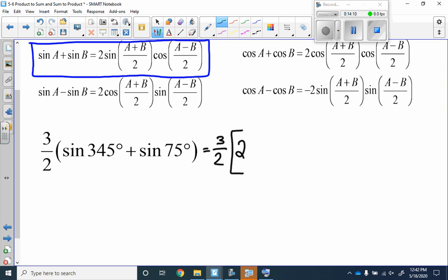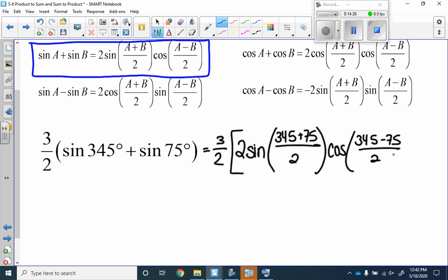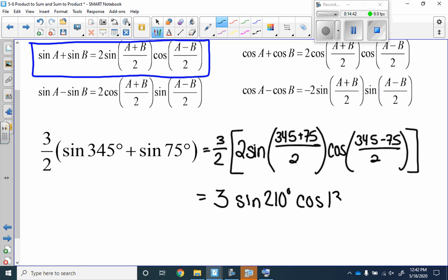So I'm going to do 2 times the sine, and we're going to take 345 degrees plus 75 degrees, divided by 2, and then we'll take cosine of 345 minus 75, and that divided by 2. We'll see what we get now. 3 halves times 2 simplifies nicely down to 3. And then I will have the sine of 210 degrees times the cosine of 135 degrees.